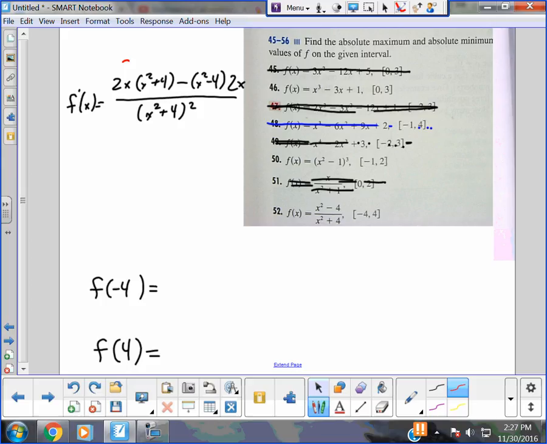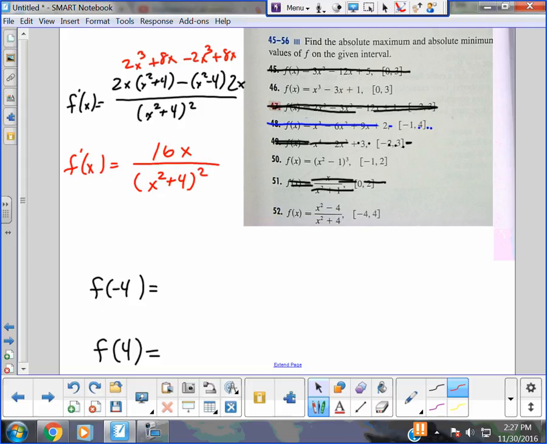If I distribute, I get 2x cubed plus 8x. Negative 2x times x squared is negative 2x cubed. Negative 2x times negative 4 is positive 8x. Oh, I like this problem. This is why I make sure I use book problems when we're learning. F prime of x is 16x over (x squared plus 4) squared.